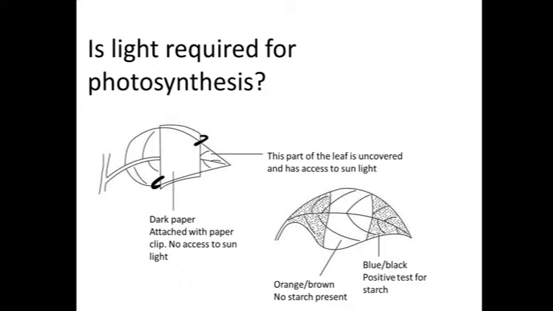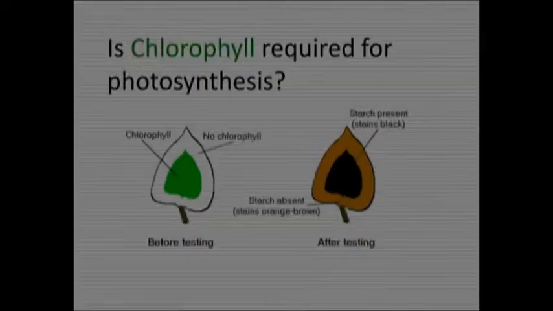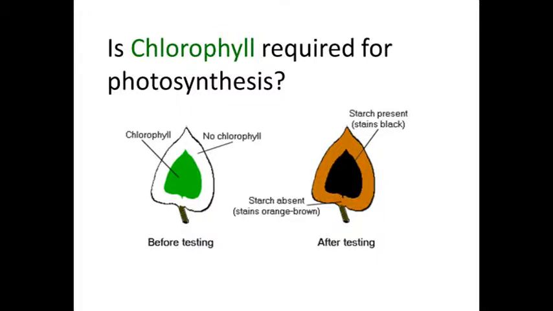Now let's see how we test for the relevance of chlorophyll. You are going to need a variegated leaf, one that contains chlorophyll and non-chlorophyll sections. No need to wait for anything here, we can just dive straight in and do the starch test. But don't forget to make a diagram of your leaf first, so you remember which bits are green. The positive test shows that chlorophyll is required for photosynthesis.